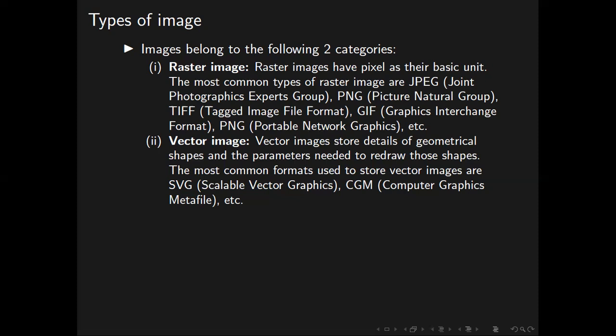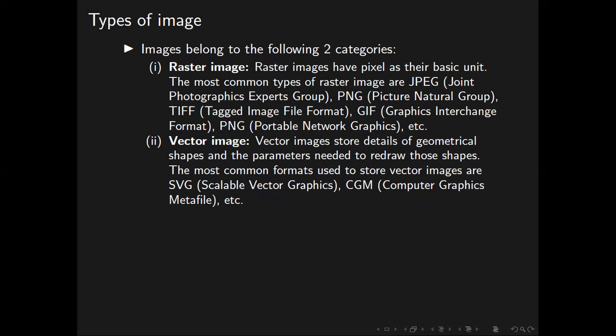There are two classes of images. What are they? Raster image, vector image. Raster image will break after a while, whereas vector image will never break. Vector image is more stable. Whereas there are some advantages for the other.